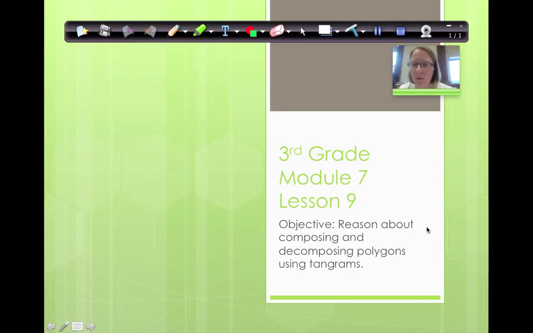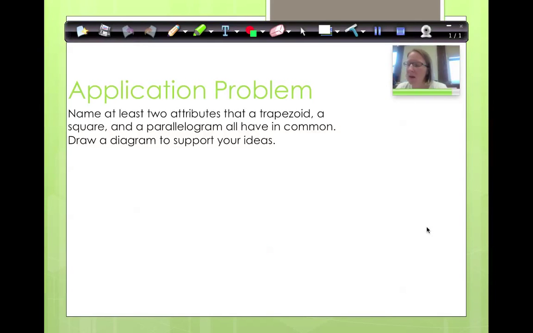Hello, today we're going to do Module 7, Lesson 9. We're going to reason about composing and decomposing polygons using tangrams. So tangrams are always a fun thing to use, and we're going to build and take apart polygons. We're going to start with an application problem. Name at least two attributes that a trapezoid, a square, and a parallelogram all have in common, and draw a diagram to support your ideas.